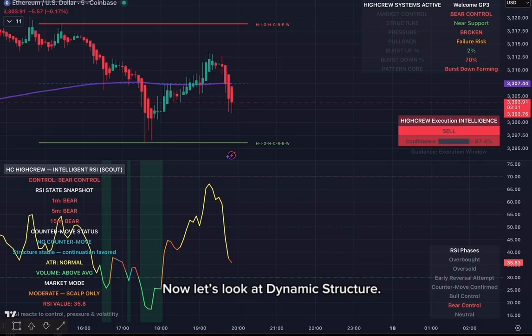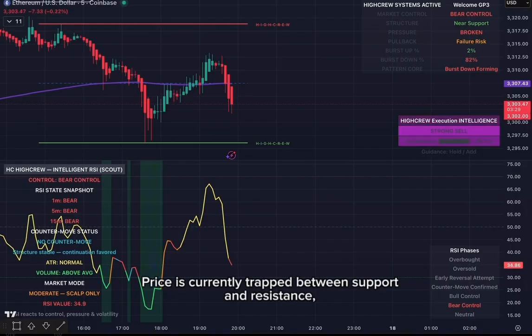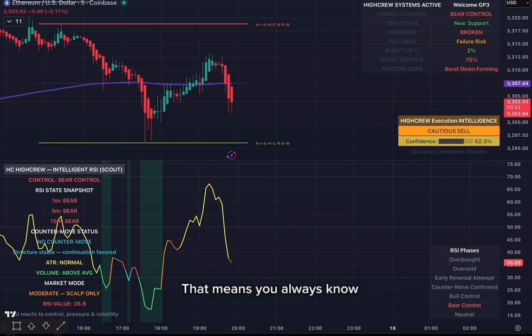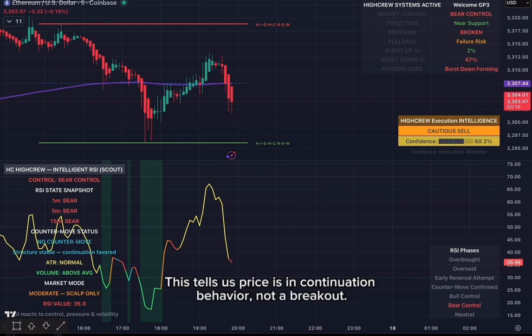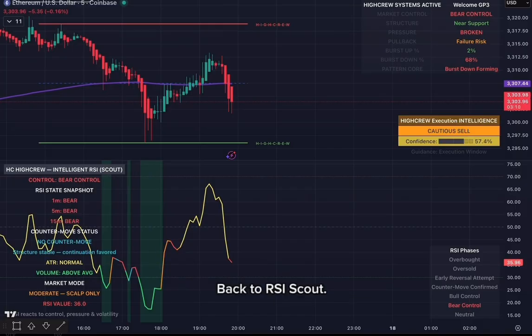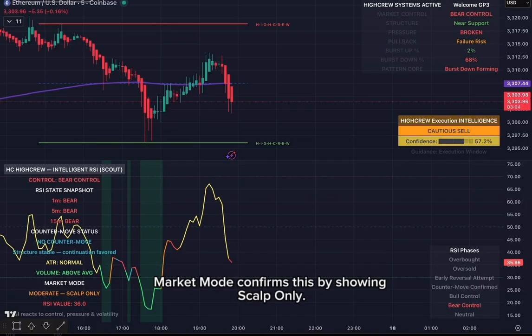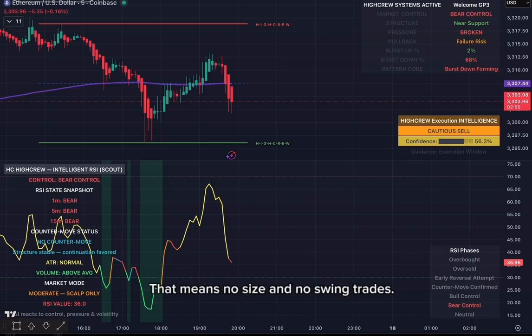Now let's look at dynamic structure. Price is currently trapped between support and resistance, and this structure updates automatically as price moves. That means you always know where price sits inside the range and what your reference points are. This tells us price is in continuation behavior, not a breakout. Back to RSI Scout. Volume is below average, which tells us participation is not there yet. Market mode confirms this by showing scalp only. That means no size and no swing trades.